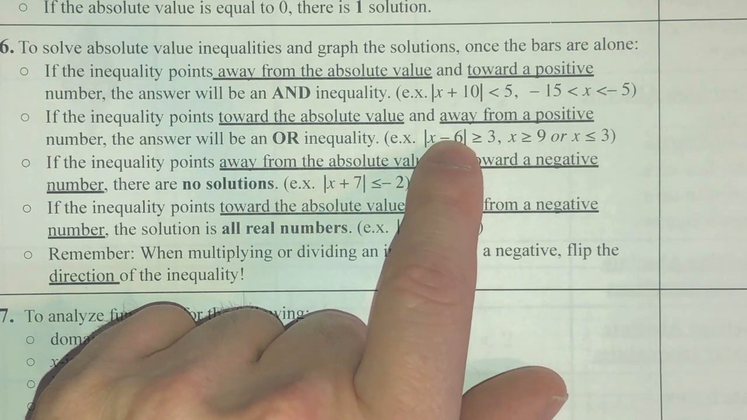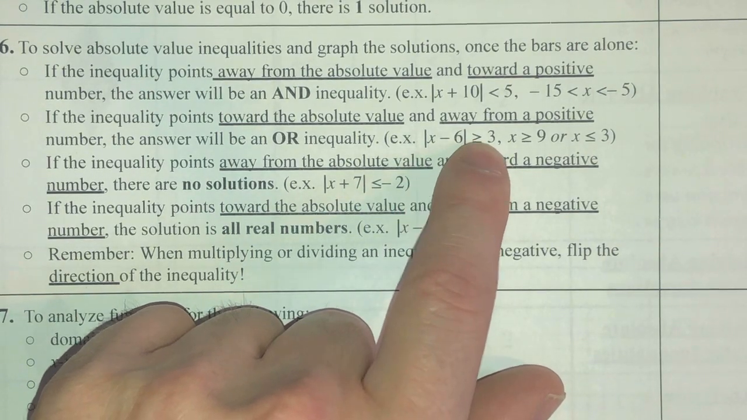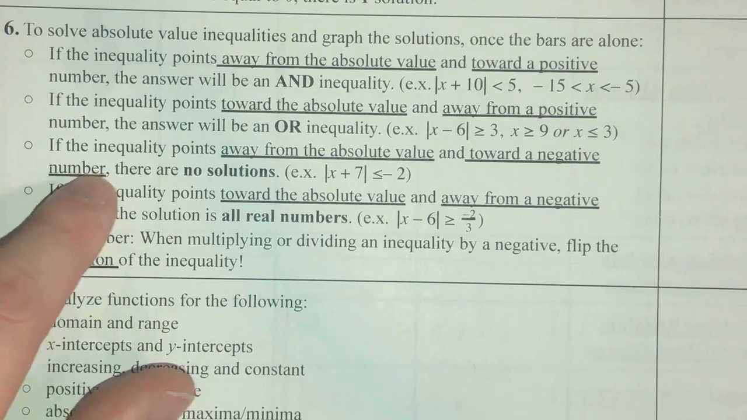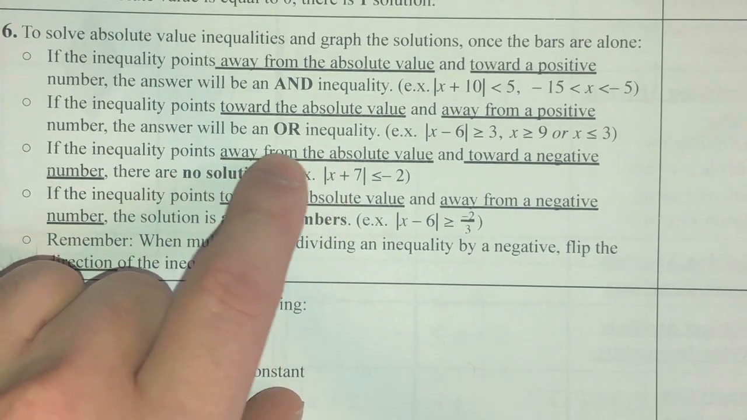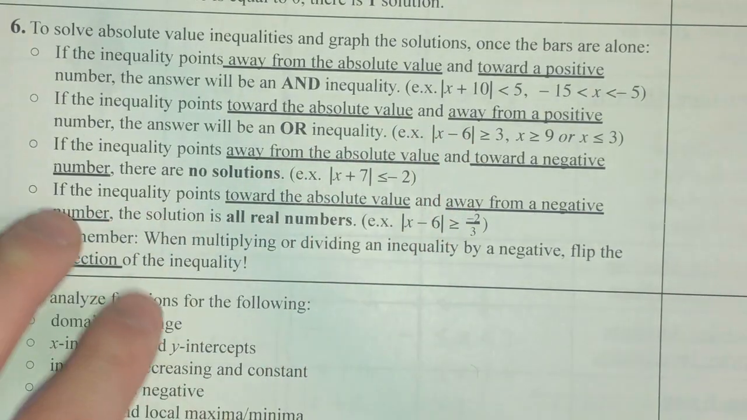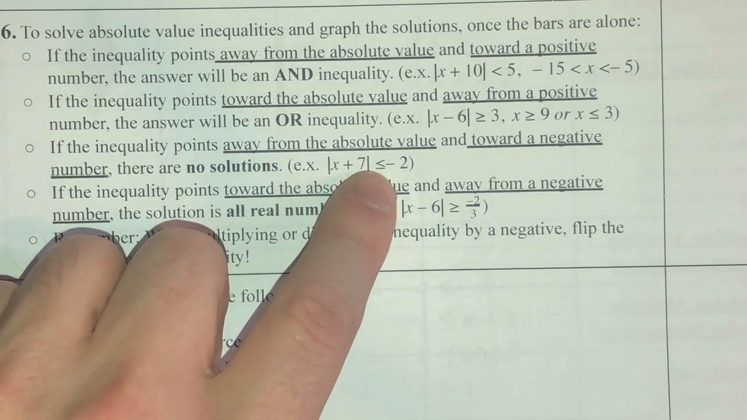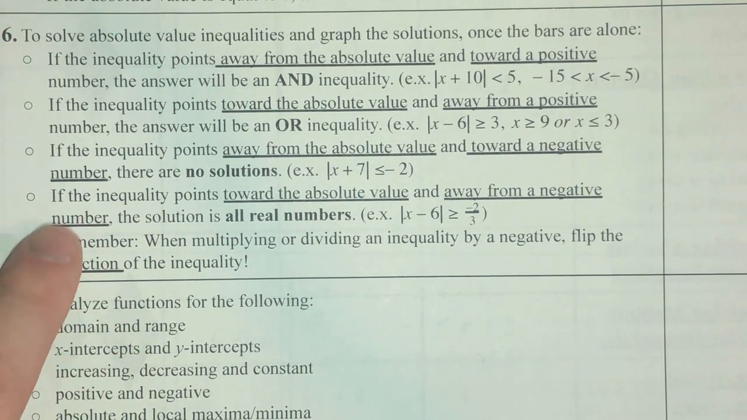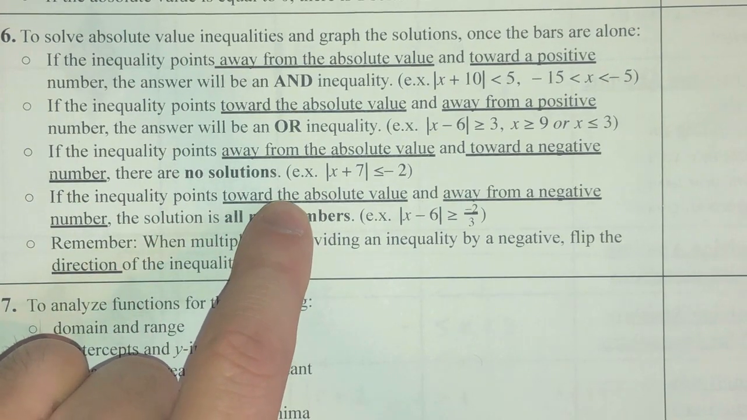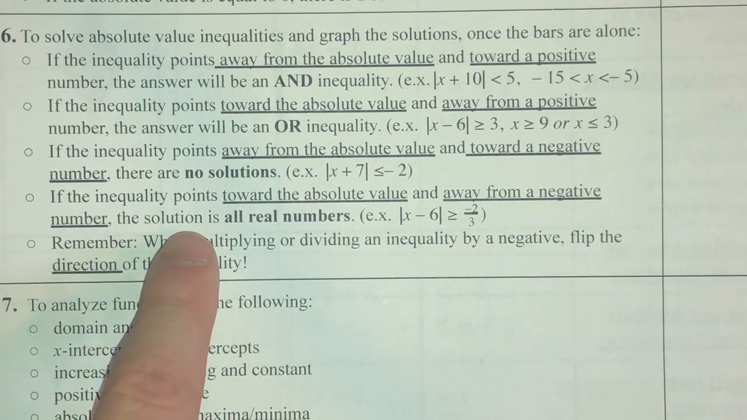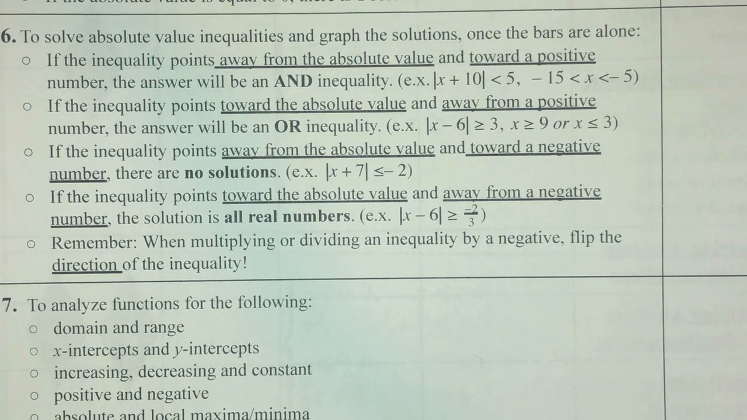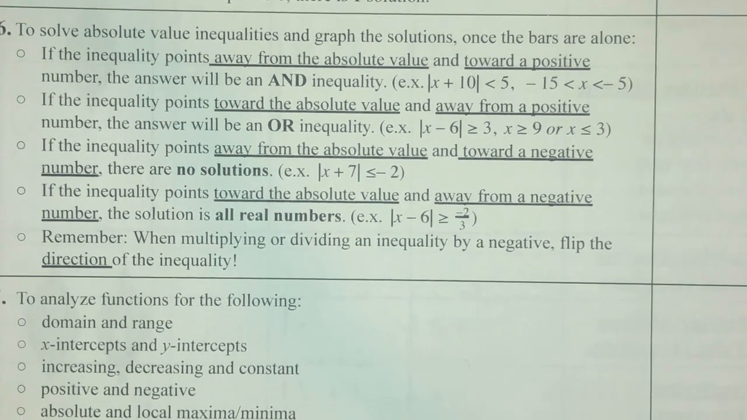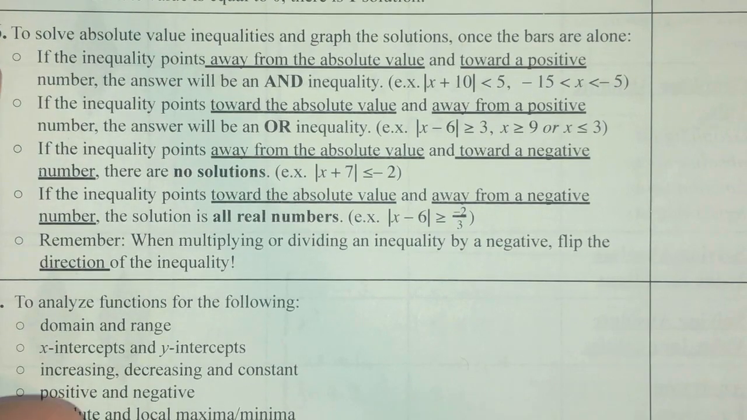Here's an example of an OR inequality. Towards the bars, away from a positive. If it points away from the absolute value towards a negative, no solutions. Away from it towards a negative. Remember, only when the bars are alone. And if it points towards the absolute value and away from a negative number, solution is all real numbers. Okay? Don't forget, when you multiply or divide by a negative number, you flip the direction of the inequality.